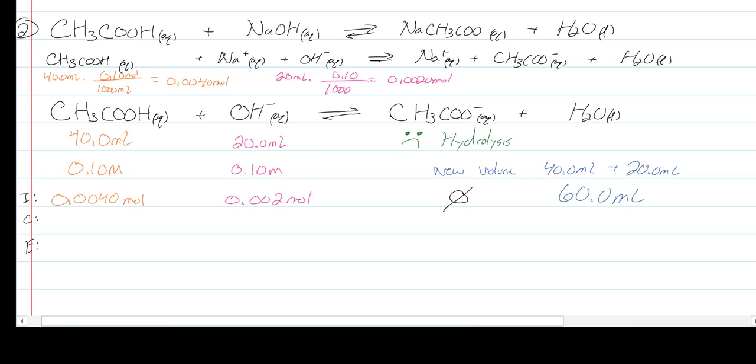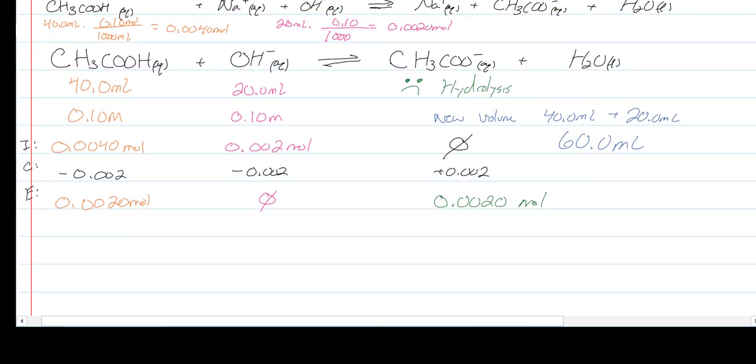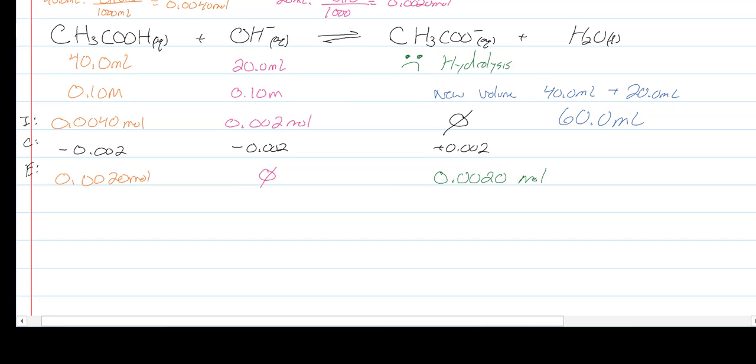Well, we have 0.002. So at equilibrium, I end up with 0.0020 moles of acetic acid, no moles of hydroxide base, and I end up with 0.0020 actually moles of conjugate base, acetate. Well, since I have acid and conjugate base in solution, technically speaking, we should get the molarity. So let's get the molarity of both.